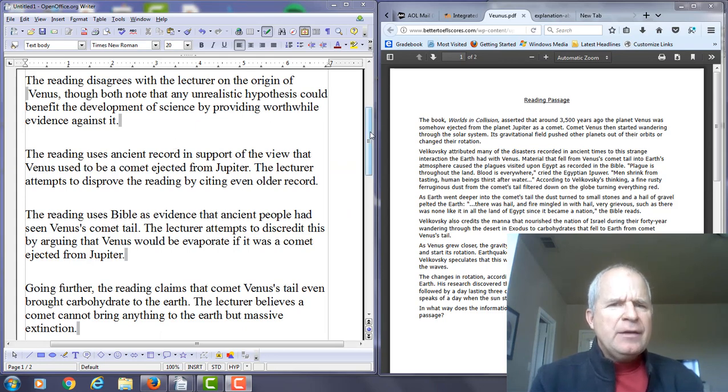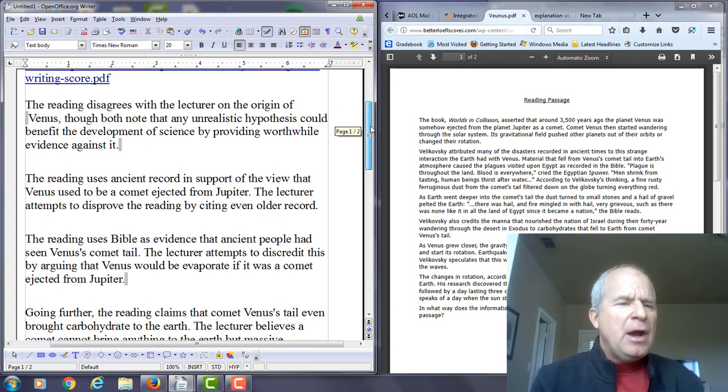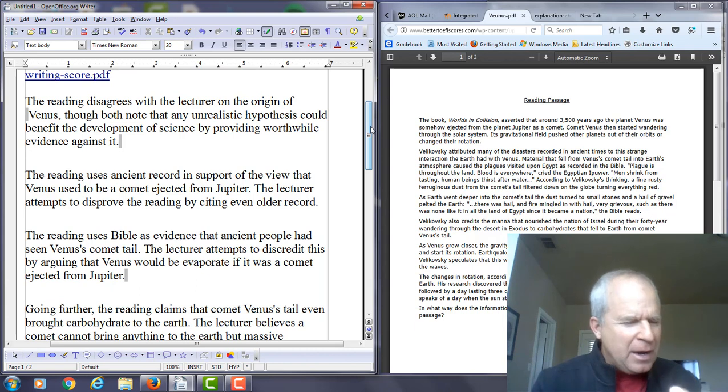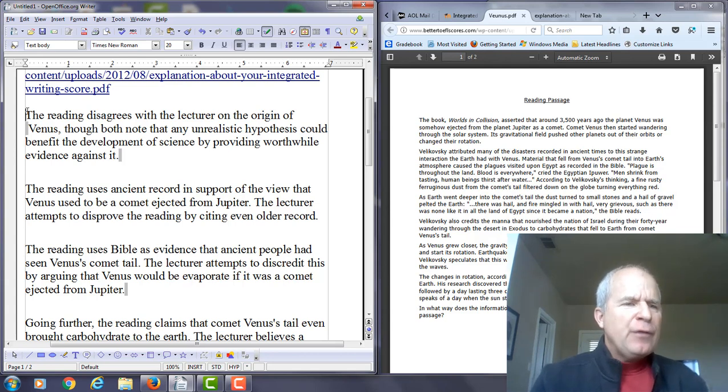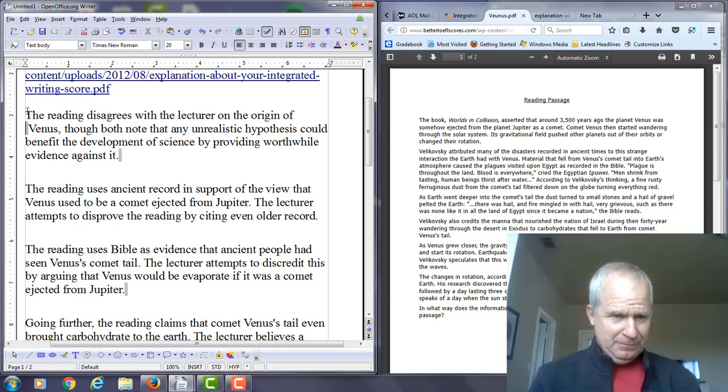Looking at your essay right now, I'm going to go ahead and just make some error corrections first, and then I may offer some restructuring and developmental suggestions. So your first paragraph: "The reading disagrees with the lecturer on the origin of Venus, though both note that any unrealistic hypothesis could benefit the development of science by providing worthwhile evidence against it."